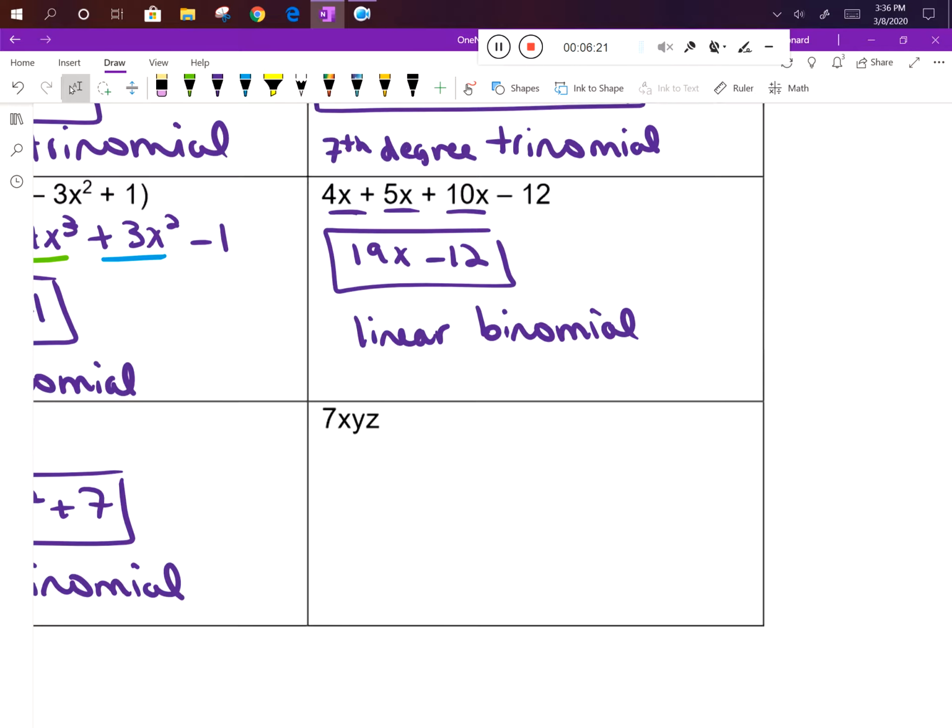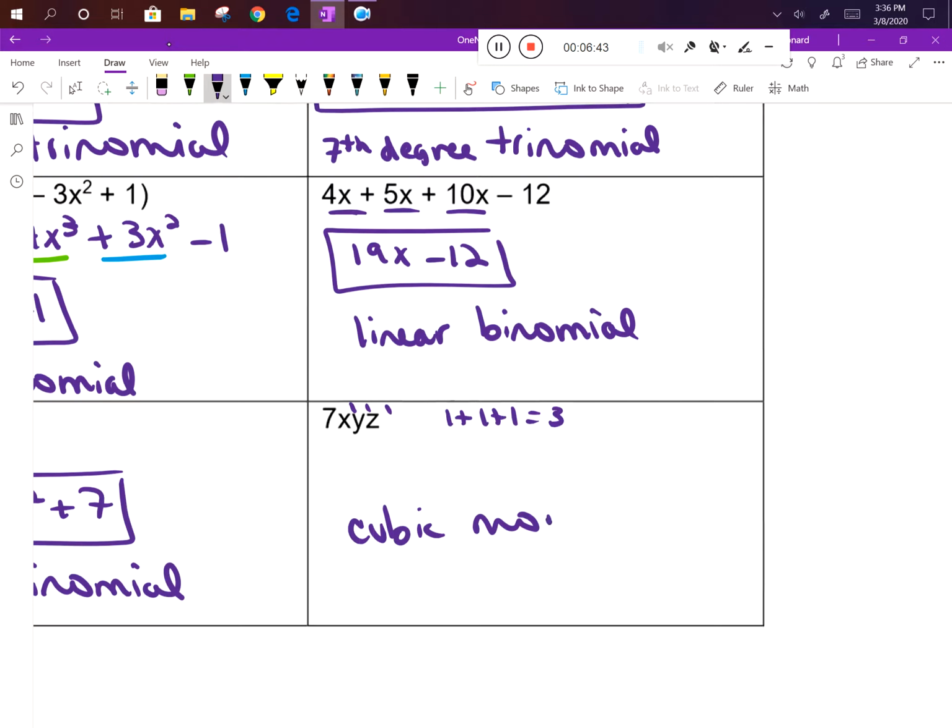Our last problem is just one term. Notice there's no plus or minuses in here, so there aren't multiple terms. So this is going to be a monomial. But look carefully. I have x to the first, y to the first, and z to the first. So 1 plus 1 plus 1 is 3. So this has a degree of 3. So this is a cubic monomial.